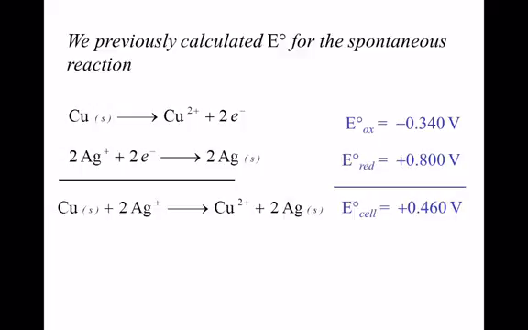So this is what we looked at at the beginning of this unit, or part, yesterday. The copper is going to be oxidized and the silver is going to be reduced. So the copper is going to be at the anode and the silver is going to be at the cathode. Our overall standard cell potential is 0.460 volts. I should be saying volts.